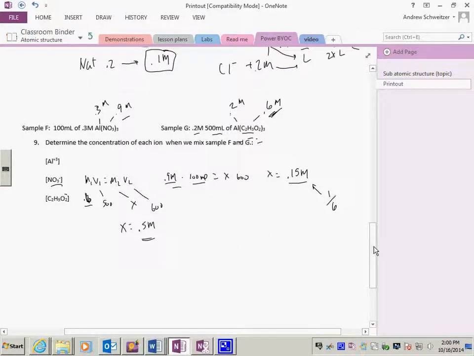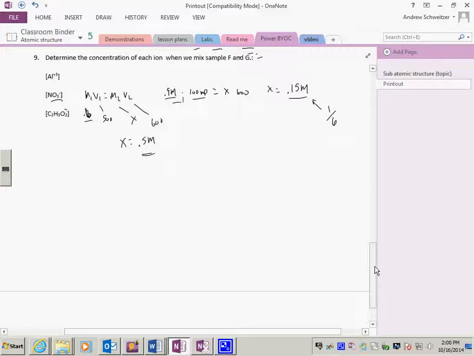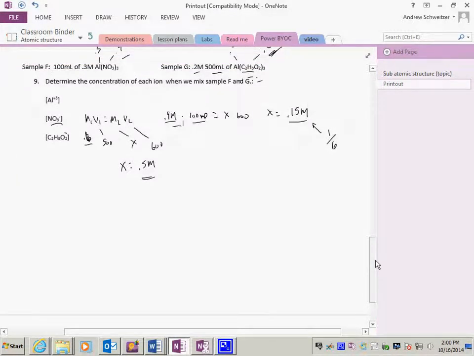The aluminum is present in both solutions, so the dilution formula may not be as useful at this point. I'm just going to use the molarity formula, which is what the actual dilution formula really is. Molarity equals moles per liter. For the first one, 0.3 equals X moles over 0.1 liters. I'm just using the standard concentration. It's a 1-to-1 ratio, so there's one aluminum in every one. So 0.3 times 0.1 should be 0.03 moles.